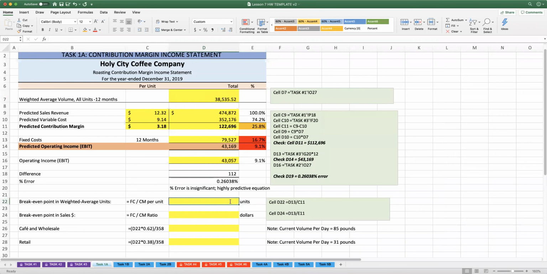So remember your formula is divided by the CM ratio, which is right there. So this is break even in units, which remember is, and this is what we're selling right now. So we're over break even, not by a ton, but enough.